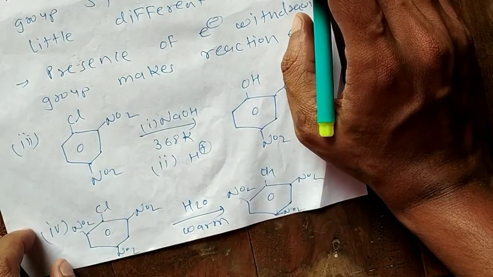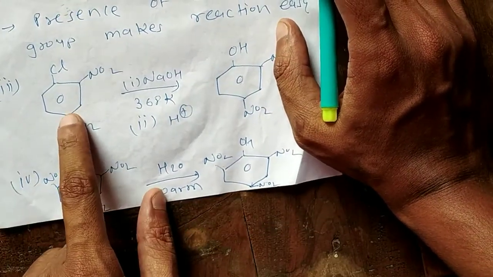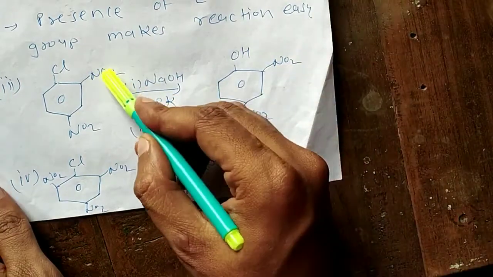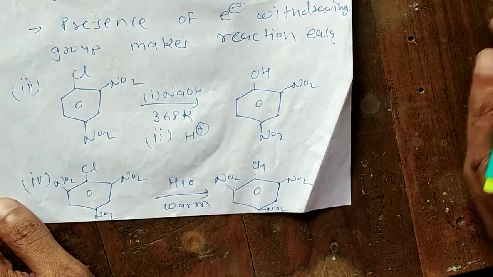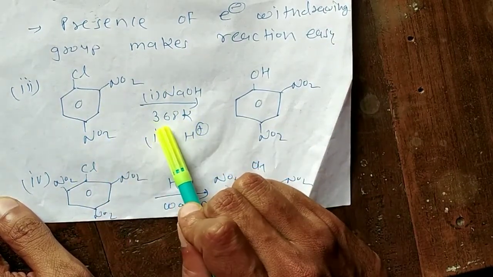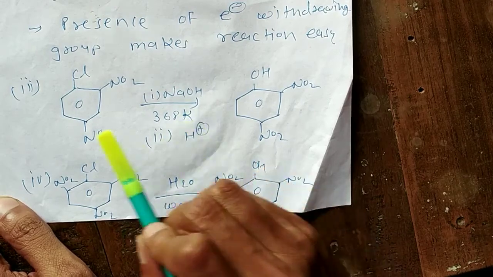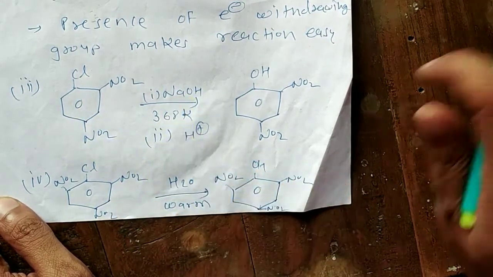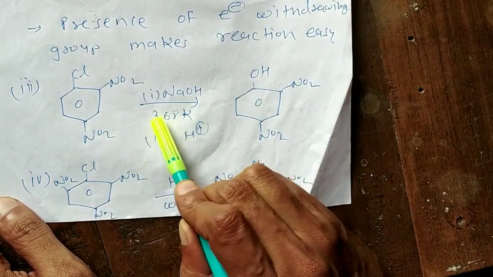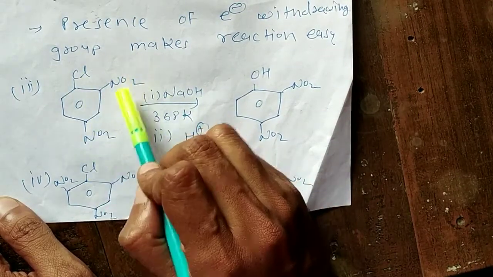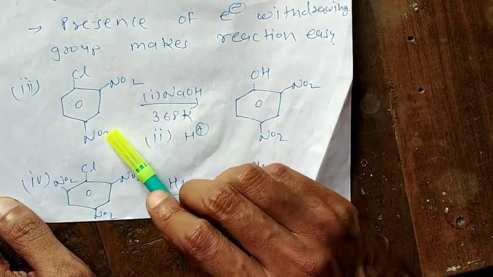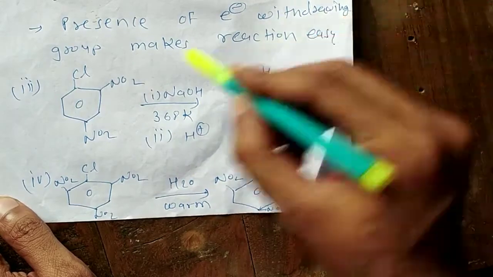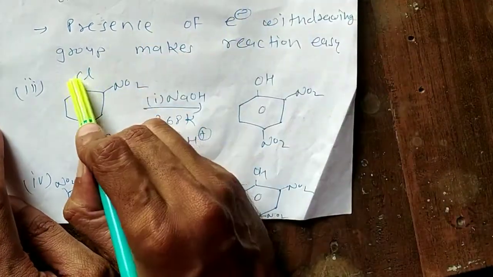Now what if two nitro groups are there in the structure? You can see this reaction. There are two nitro groups here. Both are electron withdrawing. So again the condition is changed here. You can see 368 Kelvin temperature is here, meaning the temperature is less compared to the above two reactions. Why is the temperature less? Because it has two nitro groups, two electron withdrawing groups are here. You can see the product, just change this Cl into OH.